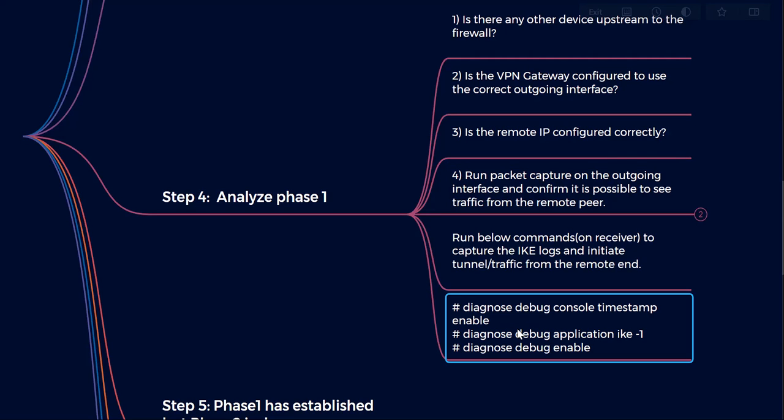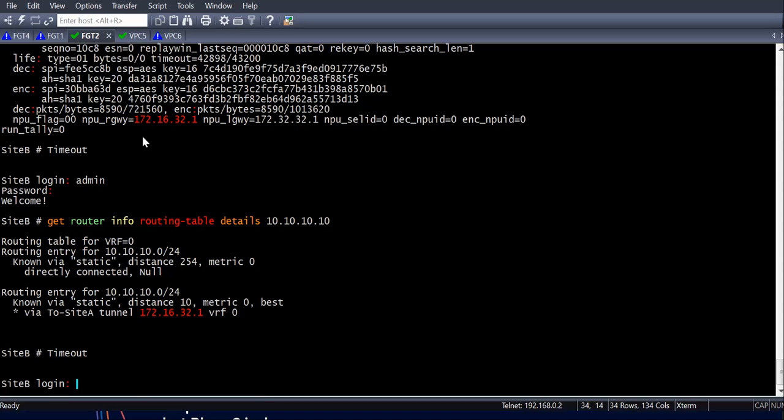If all these things fail and you're not 100% sure what the problem is, then you go for something called diagnose debug application IKE. IKE is basically your main mode messages, and whether the negotiation is happening correctly or not. Now again, this step 4 troubleshooting, analyzing phase 1, you execute these commands only when you are 100% sure that your phase 1 is not negotiating, it is not working at all. Okay. Now let me go about over here.